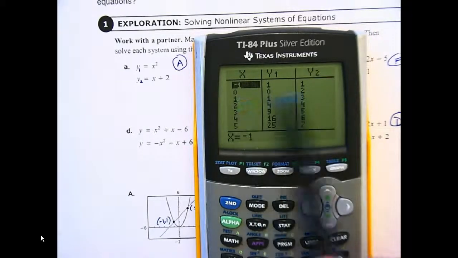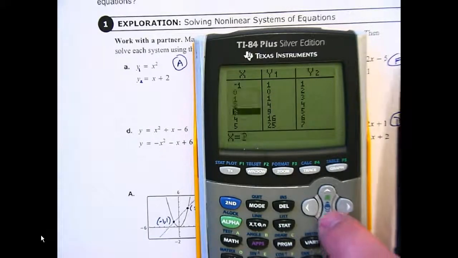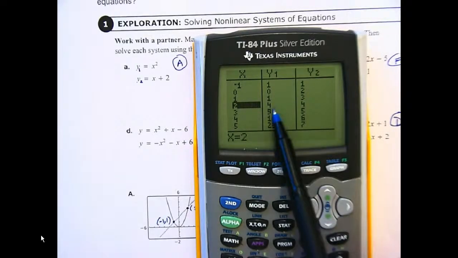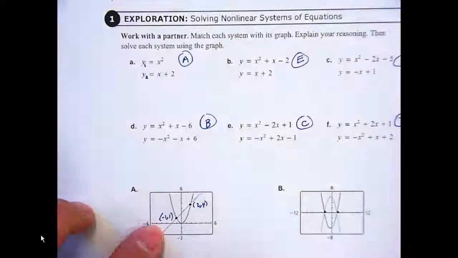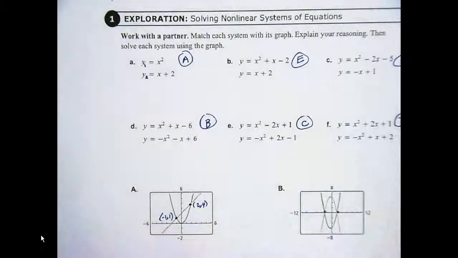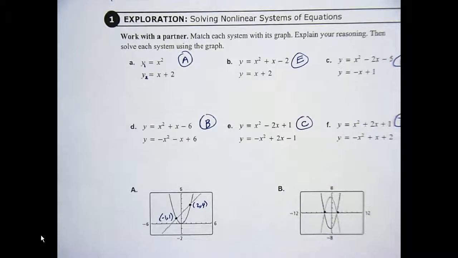That's a solution, negative 1, 1. My input of 2 gives me an output of 4, so that's a solution, 2, 4. We know that because of our graph already. So we could use a table, we could use a graph. Let's go ahead and solve it algebraically.